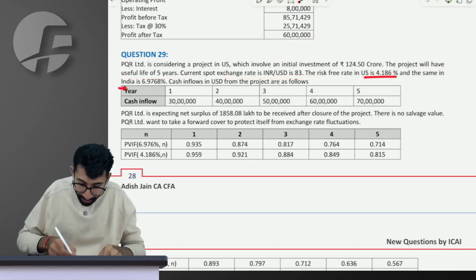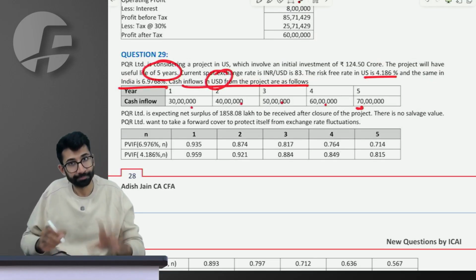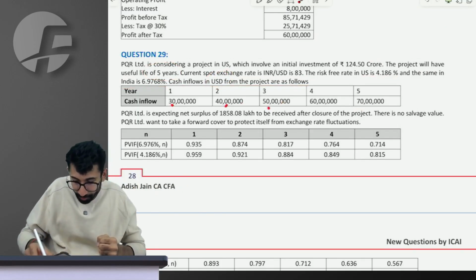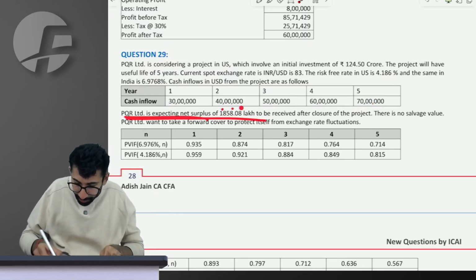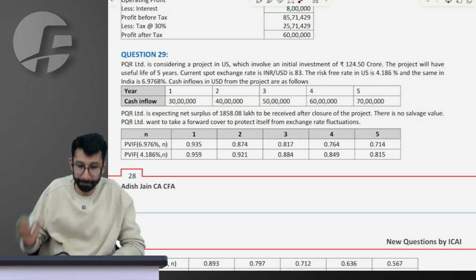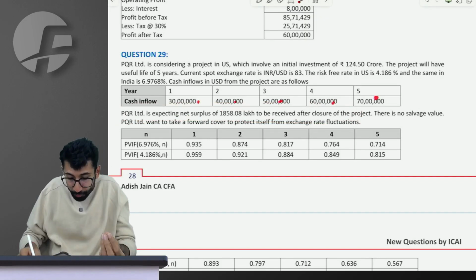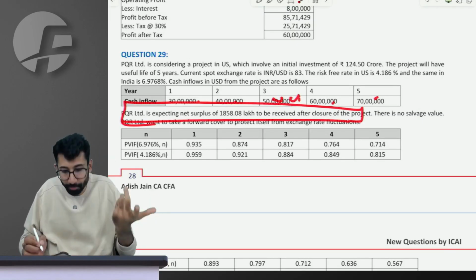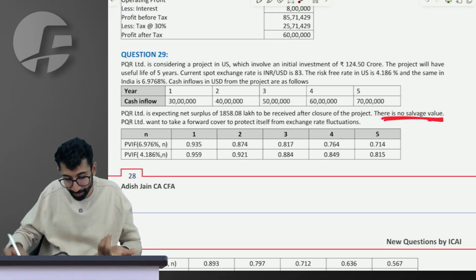India's risk-free rate is given. The USD cash inflows for the next 5 years have been given. In the next 5 years, from that project in the US, how much will I receive? 30, 40, 50, 60, 70 lakhs. Fine. PQR are expecting a net surplus of 1858 to be received after the closure of this project. This line had the ambiguity. When I read it, I thought that over and above these cash flows, towards the end of the project, I receive this surplus. I thought of it as a terminal value, but then they say there is no salvage value. So again, I'm not sure what's happening.